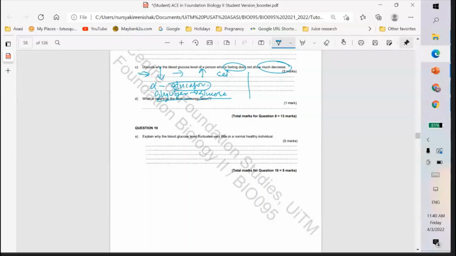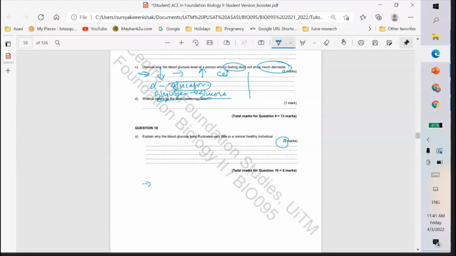Explain why the blood glucose level fluctuates very little in a normal healthy individual. Because there's not much of falls and rises of blood glucose level, the blood glucose level maintained at 70 till 110 milligram per 100 milliliter. This lowers the breakdown of glycogen into glucose via glucagon hormone and lower the take-up of glucose into glycogen by insulin hormone. Boleh lah, okay. Dapatlah markah.